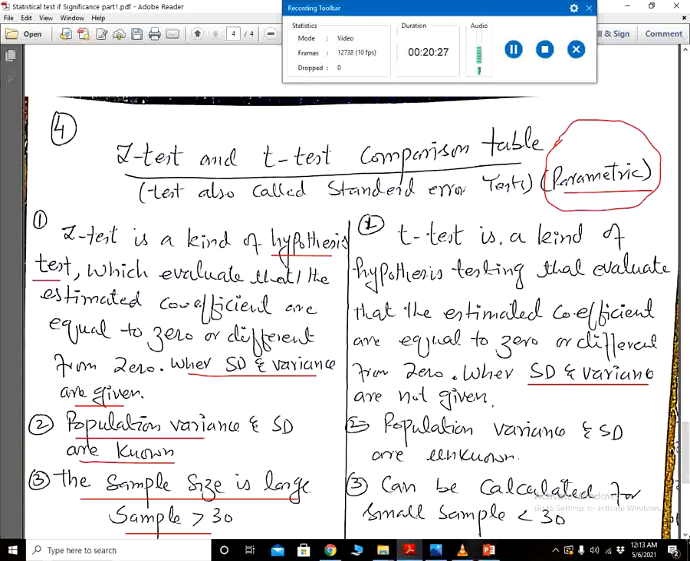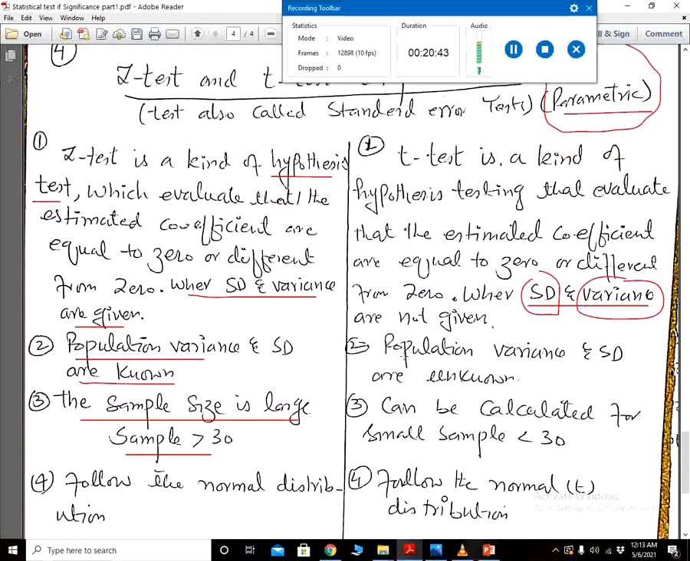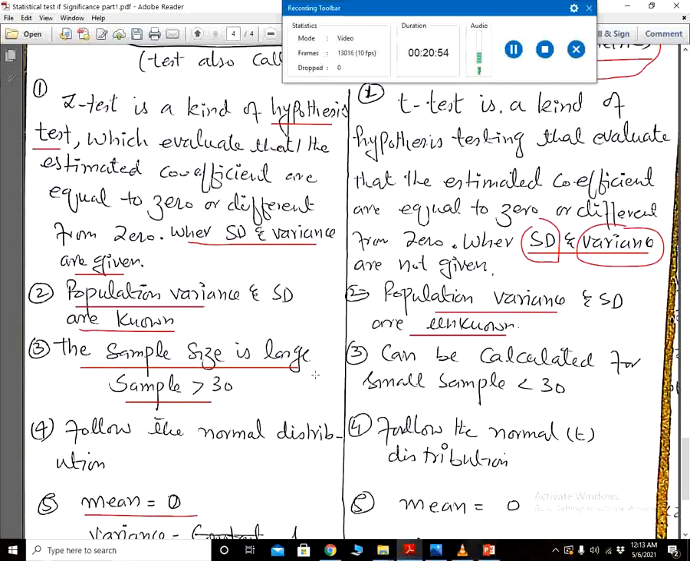But one thing here: the standard deviation and the variance will not be given, so you have to calculate them from the sample data. You have to calculate the standard deviation and the variance from the model, right? The population variance and standard deviation are unknown. Only the sample variance and sample standard deviation will be known, and you have to calculate them from the formulas given above through sample data. Number 3, it can be calculated for a small sample, less than 30.